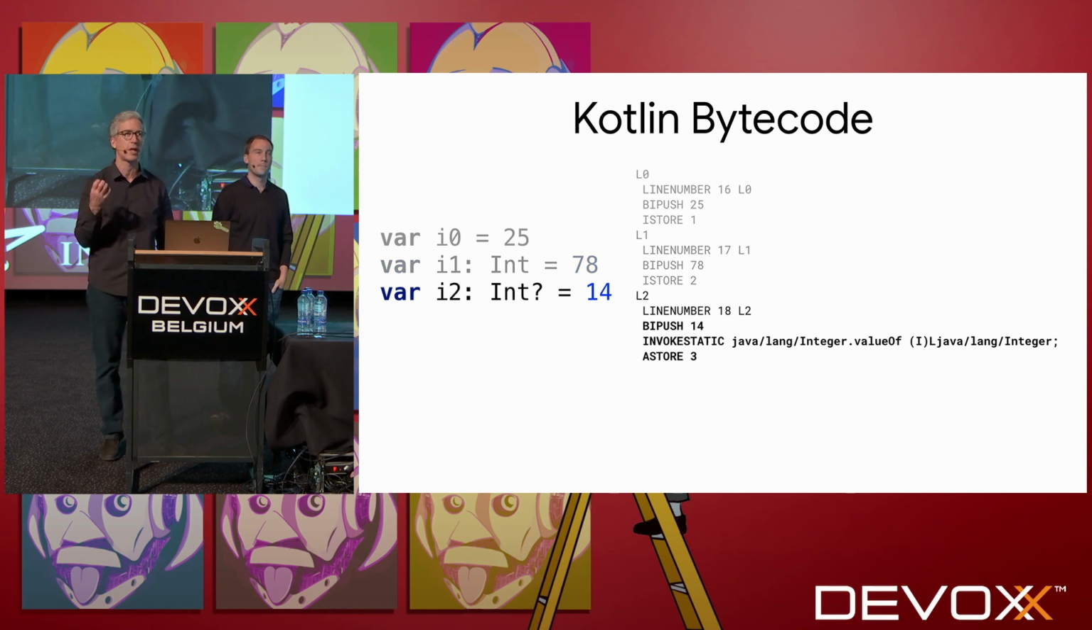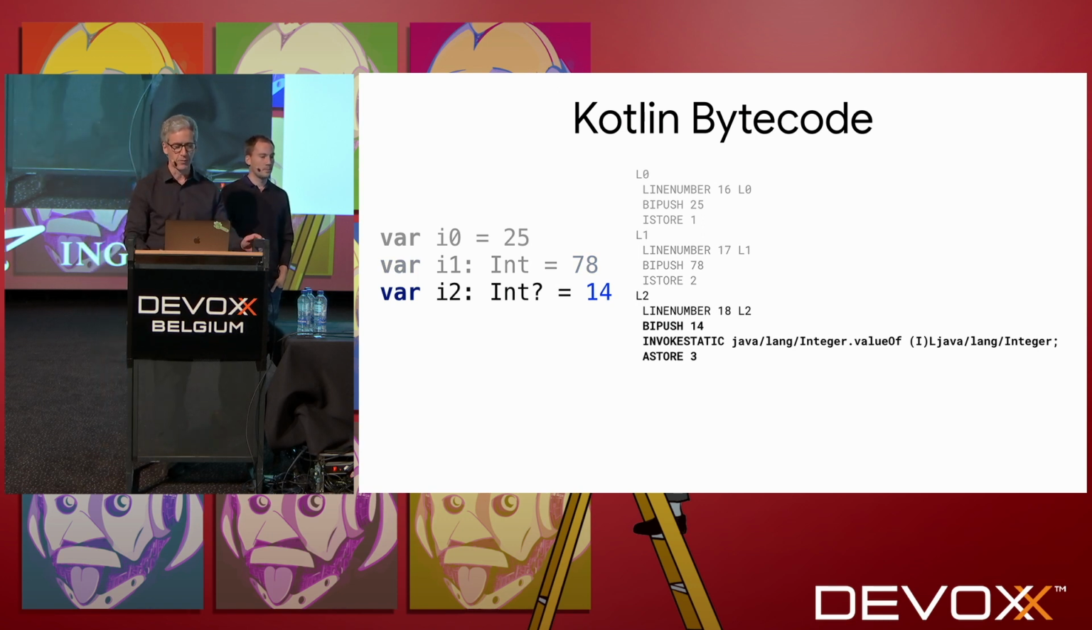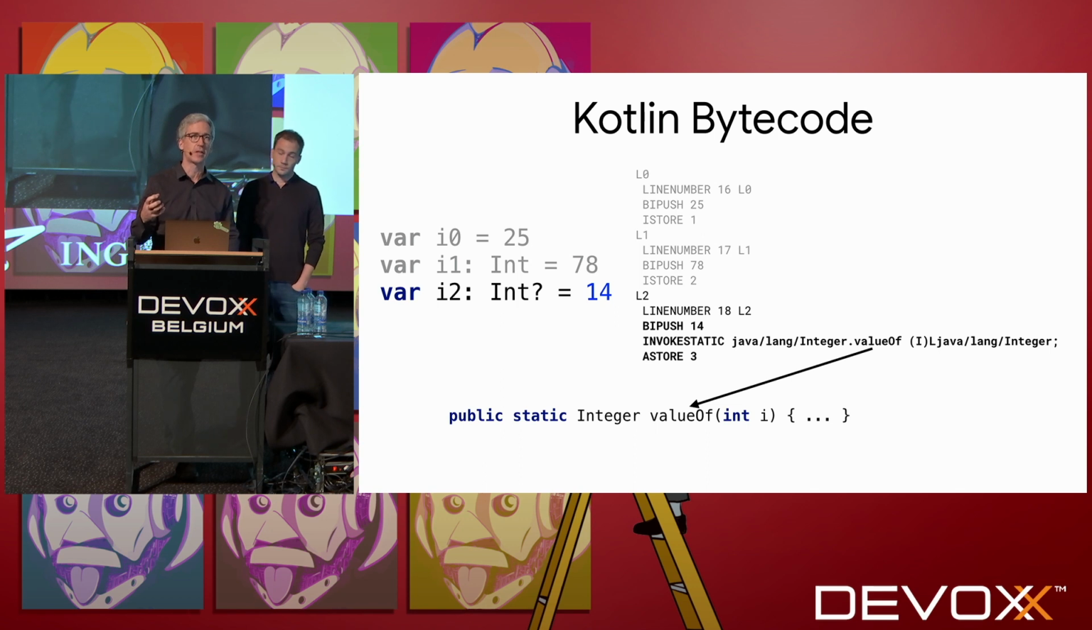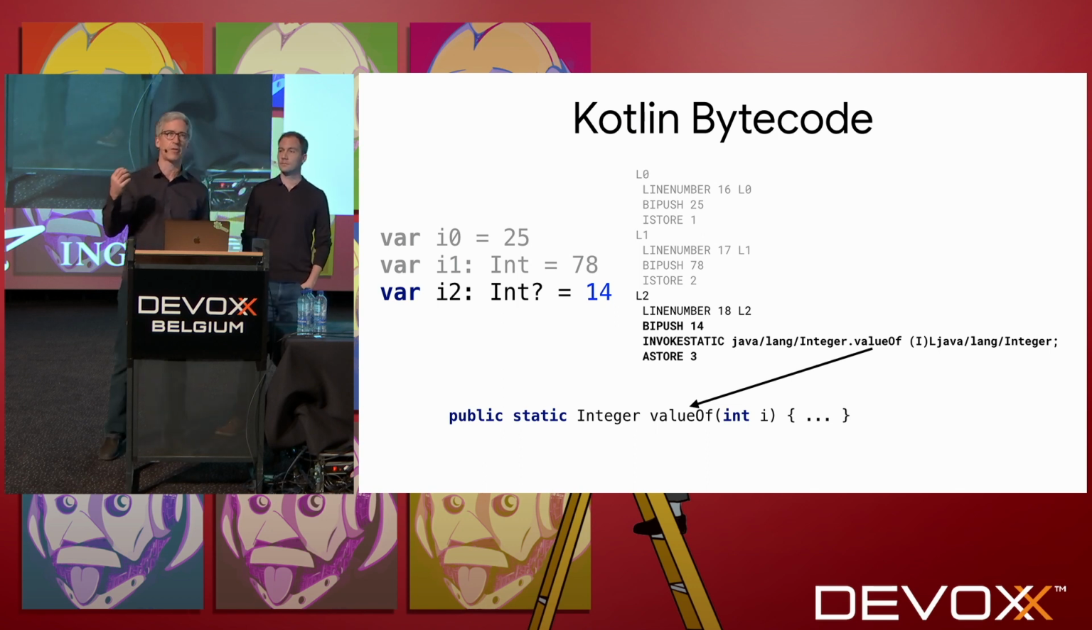And for the third one, where we have this nullable Int type set to 14, we're going to, again, push a byte extended to an integer onto the stack, and then it gets a little different. We're going to invoke static. We're actually going to call a method valueOf, which returns an Integer, which looks like this. So valueOf takes that primitive int type in, and then returns a boxed value of Integer back. And then we're going to store that not as an int on the stack, not in an int variable, we're going to store it in a reference variable instead.